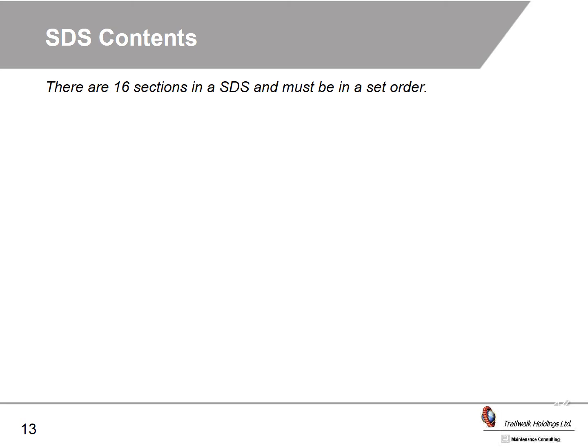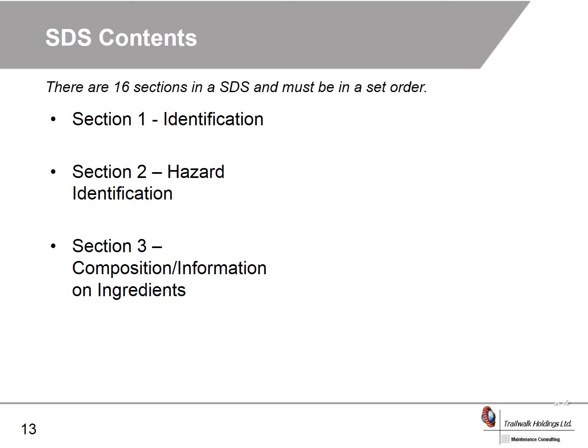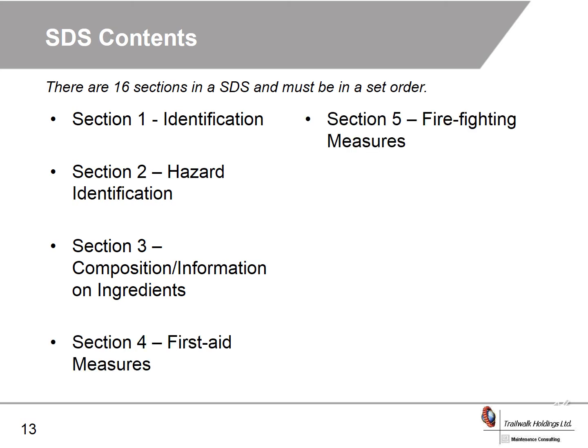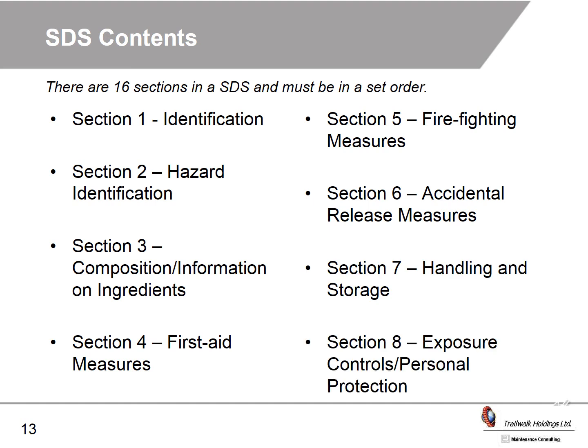There are 16 sections in an SDS and they must be in a set order. Section 1, Identification. Section 2, Hazard Identification. Section 3, Composition, information on ingredients. Section 4, First aid measures. Section 5, Firefighting measures. Section 6, Accidental release measures. Section 7, Handling and storage. Section 8, Exposure controls and personal protection.